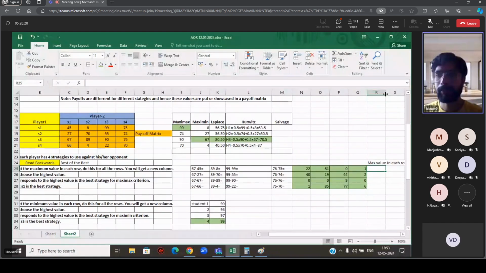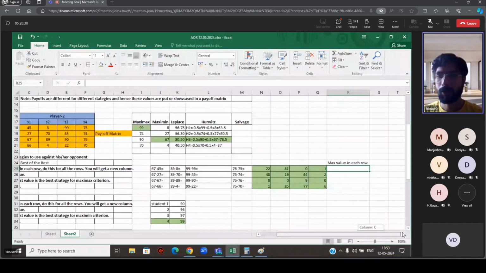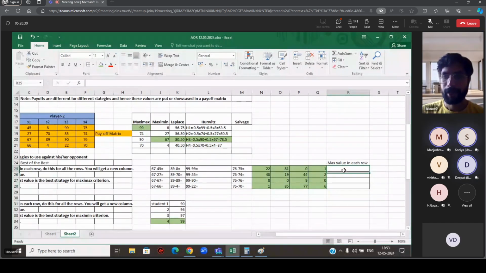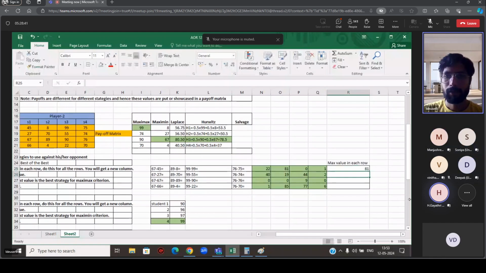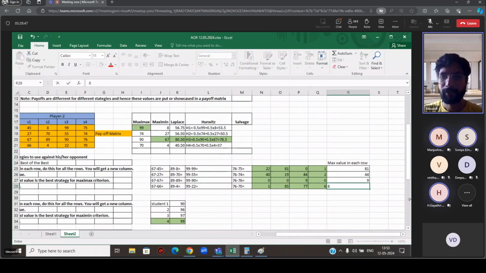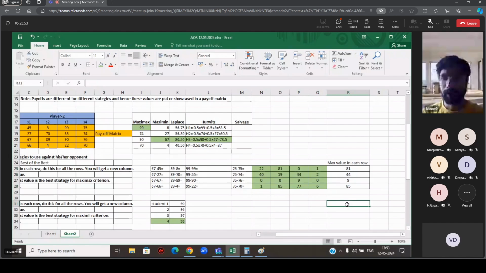So how do I do that? Just go row wise. What is the maximum value? 81. 44. 9. 85. Got it?